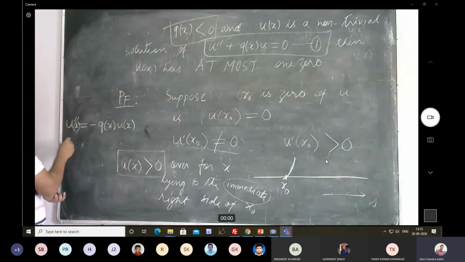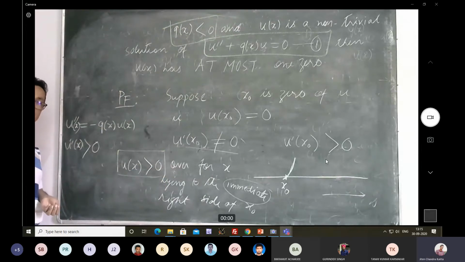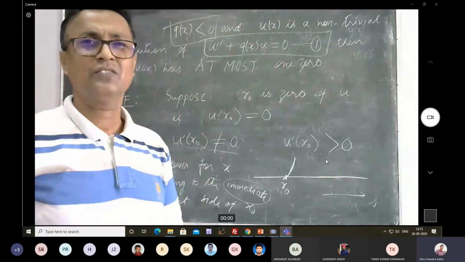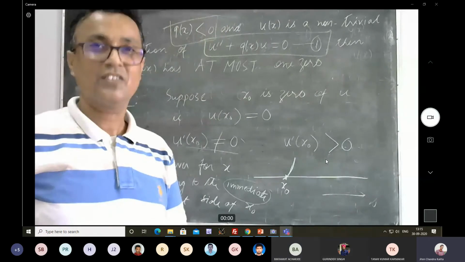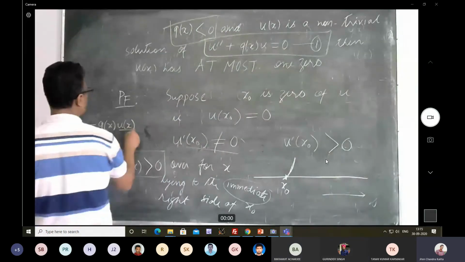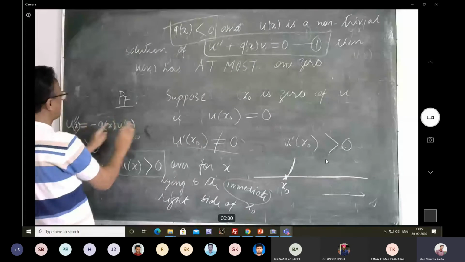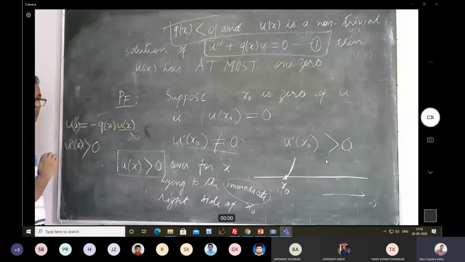So that makes u double prime positive in the immediate right neighborhood of x naught. Are you getting the point? Since q(x) is negative, the whole thing is positive. This is eventually positive, right?